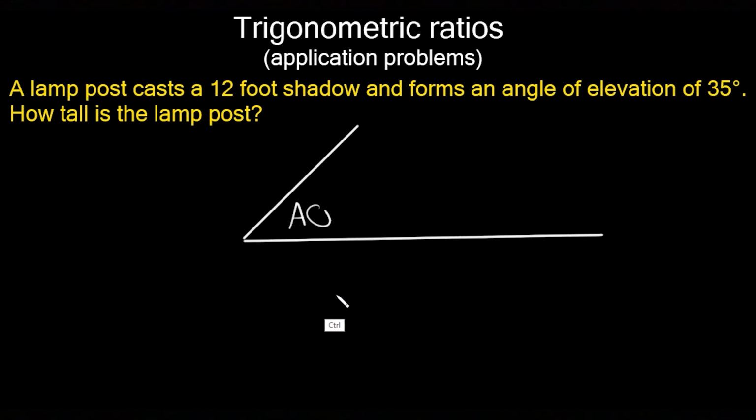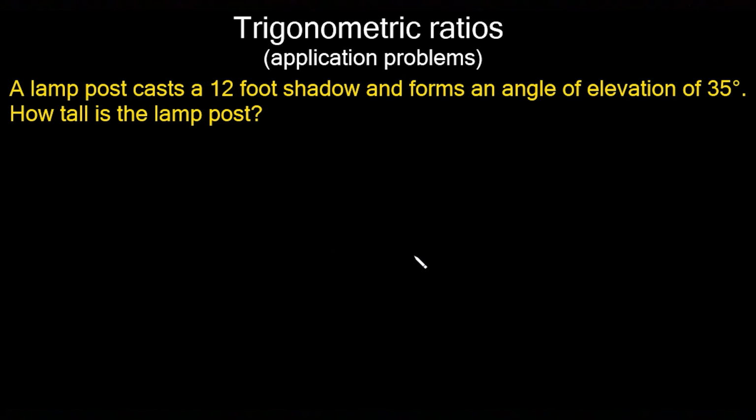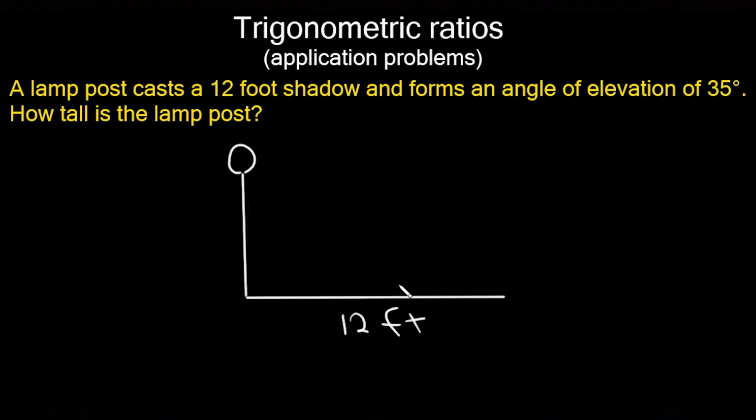And let me go ahead and get rid of this here. It says a lamppost casts a 12-foot shadow and forms an angle of elevation of 35 degrees. How tall is the lamppost? So again, we know that it has a 12-foot shadow. Let's go ahead and put that on. Okay, here's the shadow. And we're going to put 12 here, right? 12 feet. So here's my lamppost right here. And again, it doesn't have to be perfect. I'll go ahead and just put a light right here. There you go. And now the angle of elevation is going to be right here, to the top of that lamppost. So I know that the angle of elevation is going to be 35 degrees. So I'm going to put 35 degrees here.